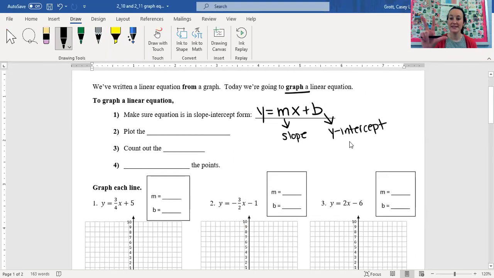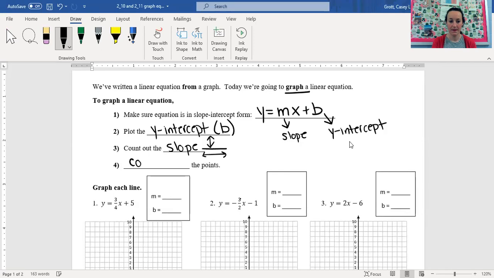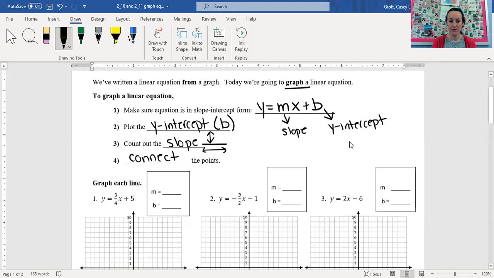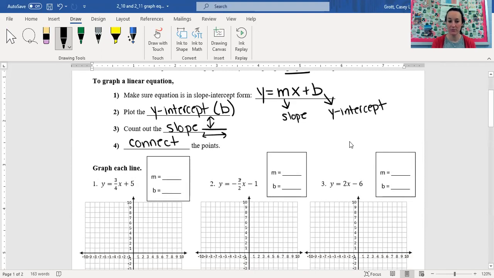We have 3 steps in order to graph an equation. Step 1, we're going to plot the y-intercept, which is our b. Once we have this plotted, we're going to count out the slope. Remember, for slope, we go up and down, and then we go side to side. And then we're going to connect the points. So there are 6 examples that we're going to walk through.